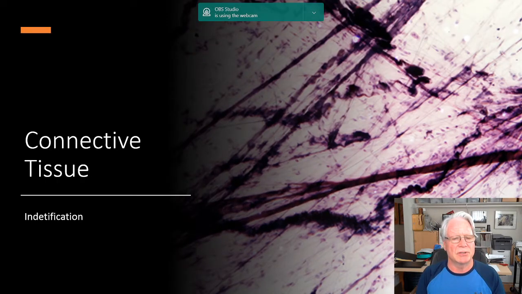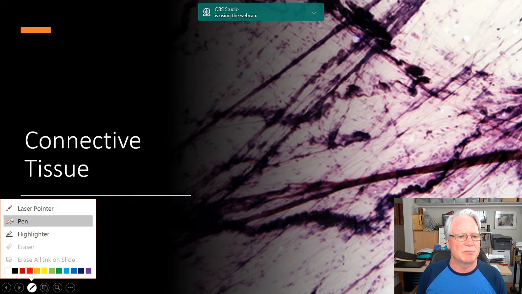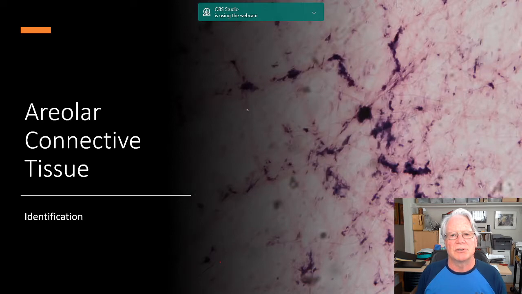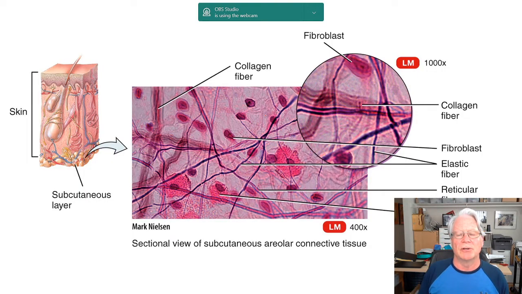Good afternoon. This is the last of the presentations for the lab on tissues, and it is going to be about connective tissue identification. So we've done epithelial tissue, and now we're going to focus on connective tissue. The first set of slides will obviously be about connective tissue, and then we'll finish up with muscle tissue. So let's begin, and we'll start with areolar connective tissue.